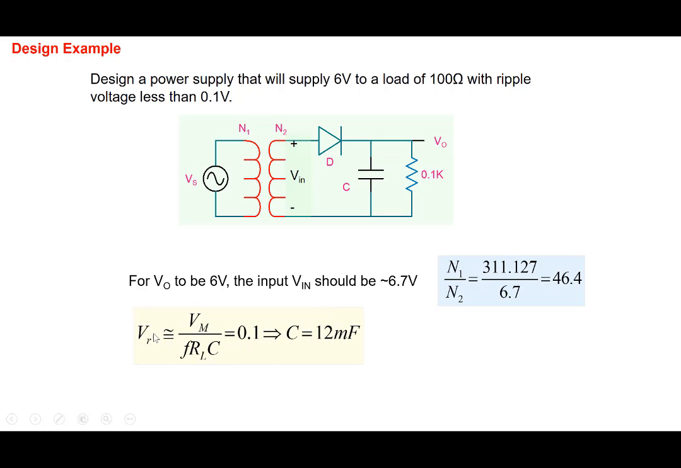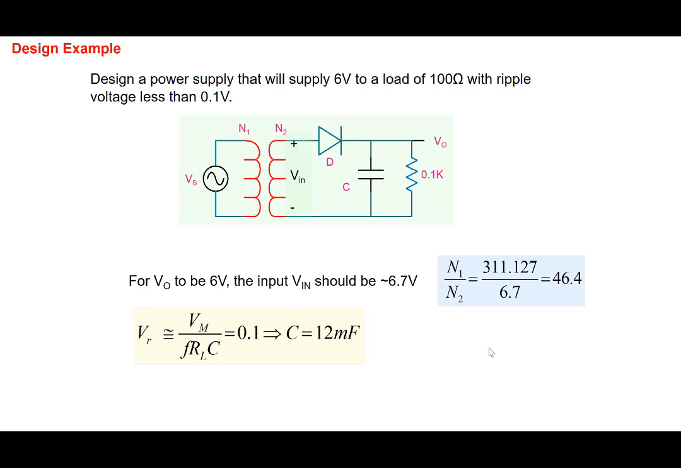For the capacitor, the ripple voltage VR is Vm by F RLC, and that is equal to 0.1 volt, so that gives us C equal to 12 millifarad. So we know how to choose it. 12 millifarad is a particularly large capacitor, a capacitor of fairly large size, and that's one of the prices that one has to pay. If you want to reduce the ripple, you'll have to use a large value of capacitor, and that makes the design a little bit bulkier, larger in size.